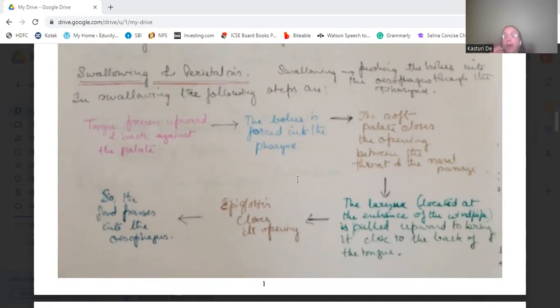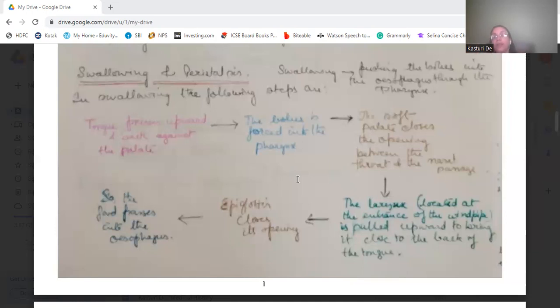The soft palate now closes the opening between the throat and the nasal passage. The food moves from the mouth to the esophagus through the pharynx. The pharynx is the passage both for air and for food. So the soft palate will close the opening between the throat and the nasal passage.